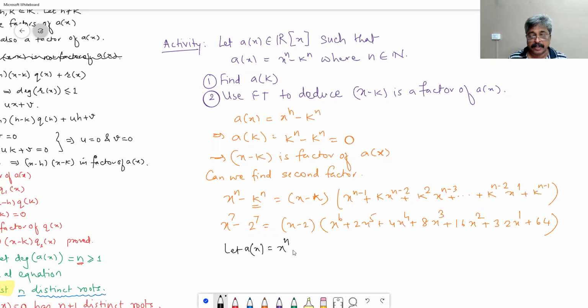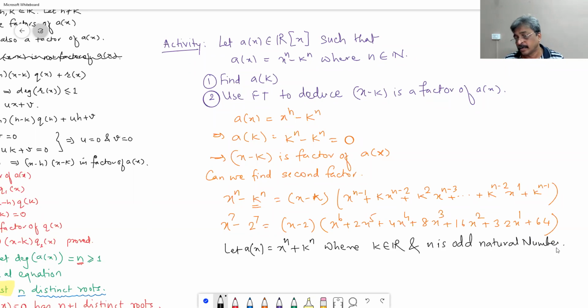is equal to x raised to n plus k raised to n, where k belongs to R and n is an odd natural number greater than or equal to 3, right? Find a of minus k.